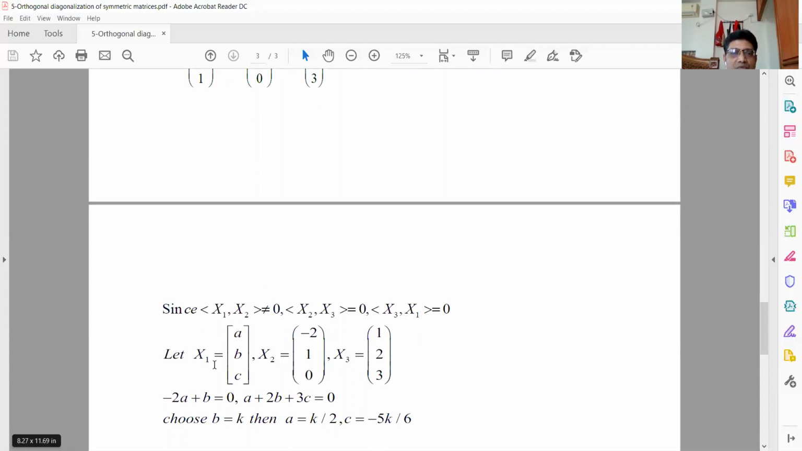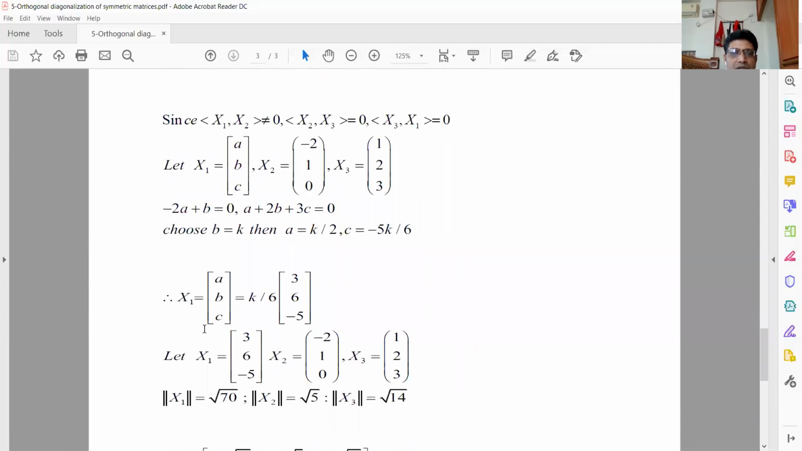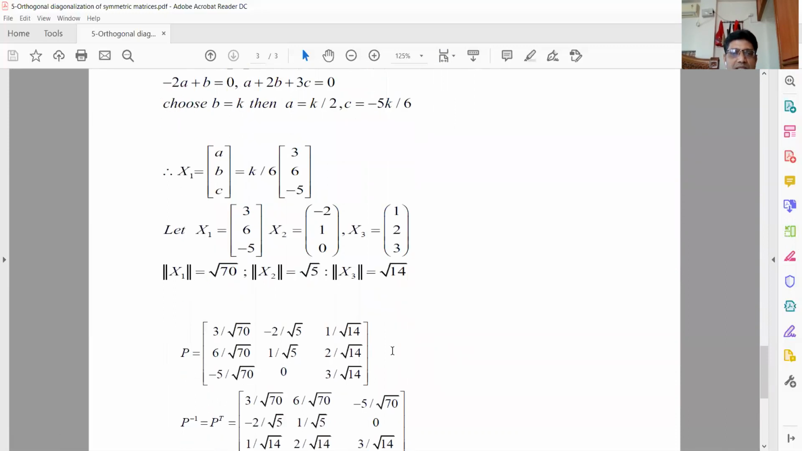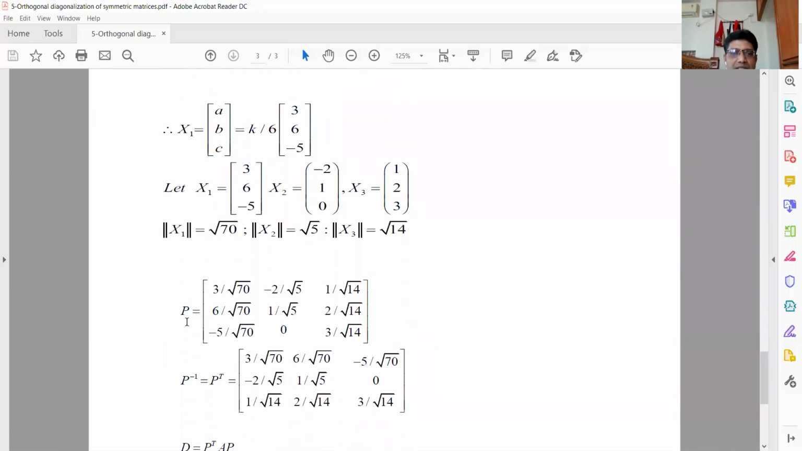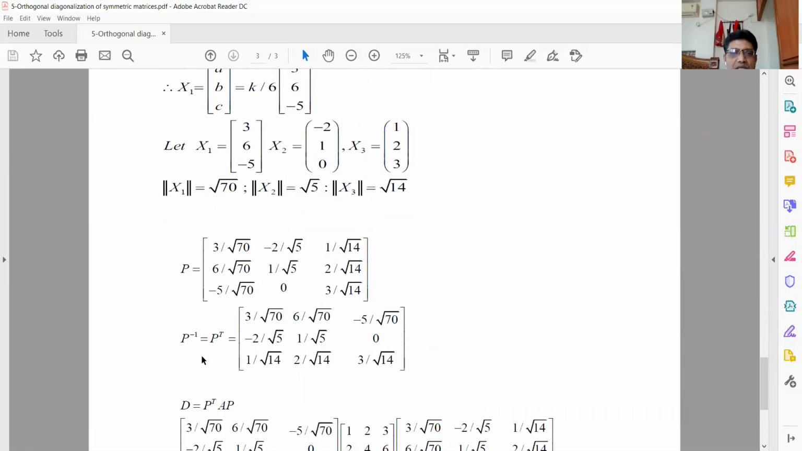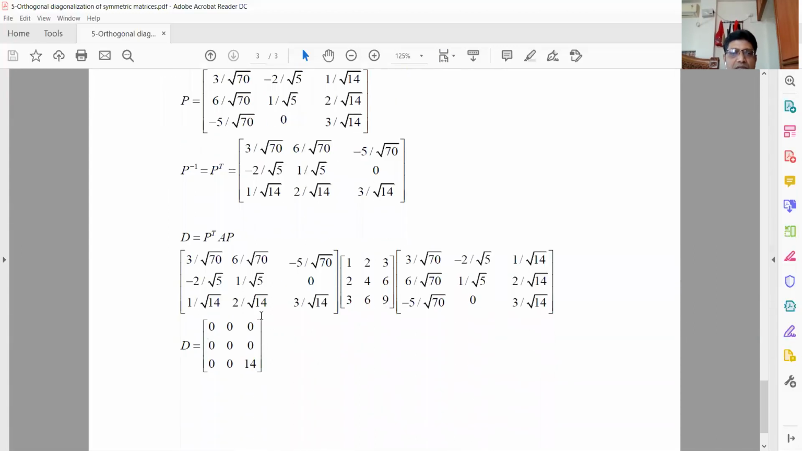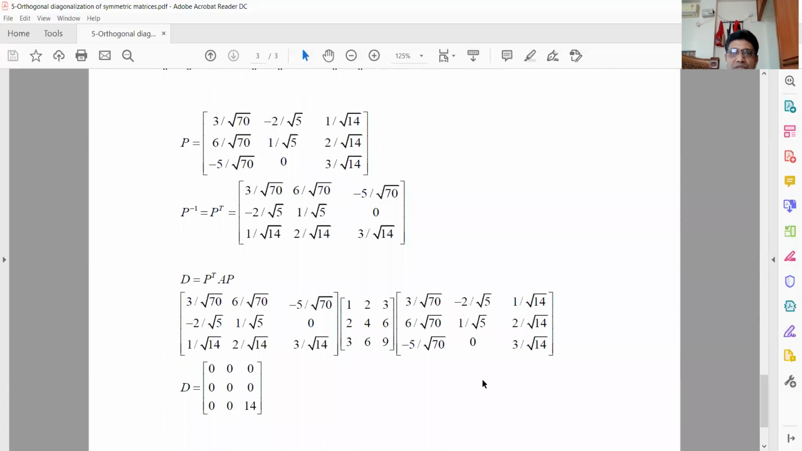So in this case, x1 failed. Therefore, we selected x1 as (a, b, c), x2 is this, and x3 is this one. We got x1. Once you have x1, x2, x3, normalize them, then construct the model matrix P. Next, P inverse. Here P inverse is very easy because P is an orthogonal matrix, so its transpose is nothing but its inverse. Then P transpose AP, just a product of 3, and finally we get the diagonal matrix. So this is the simple procedure.